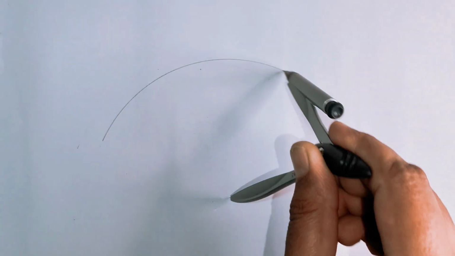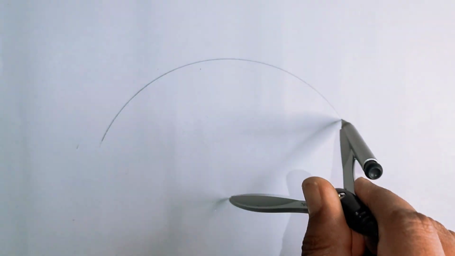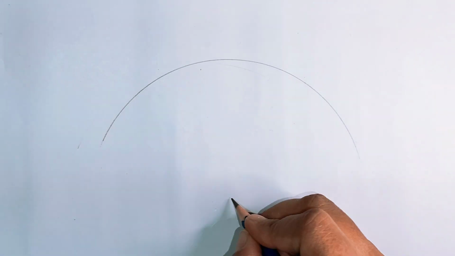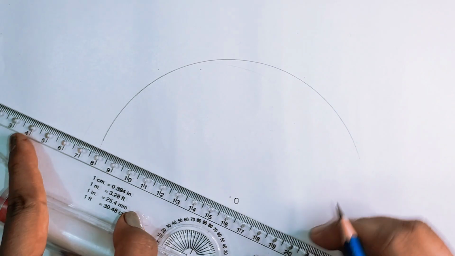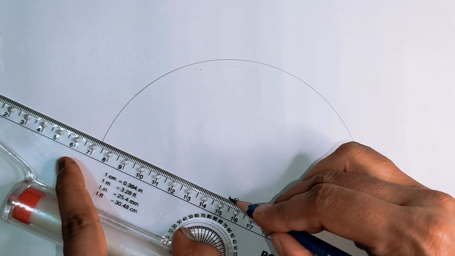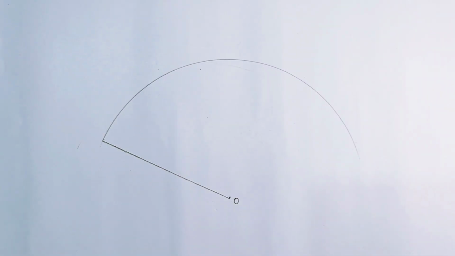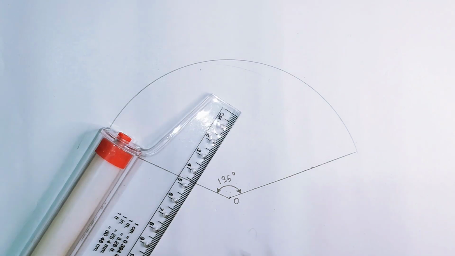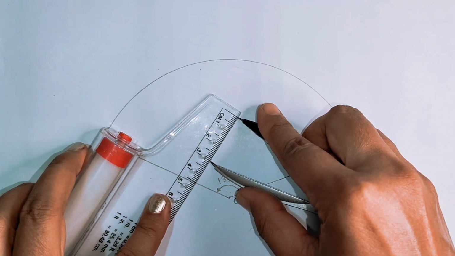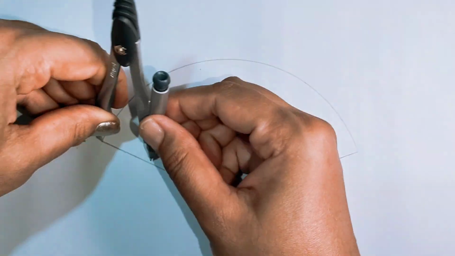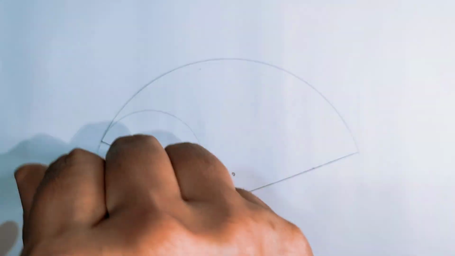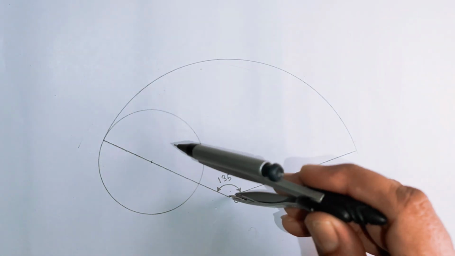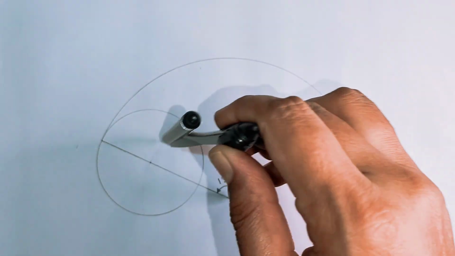So let's start our actual construction. First of all, draw an arc of radius 80 mm subtending an angle of 135 degrees. Mark the center as O. The next step, draw the rolling circle of diameter 60 mm and mark its center as CO. We have to draw the rolling circle in such a way that it is touching the directing circle, the bigger circle, from inside at point P.